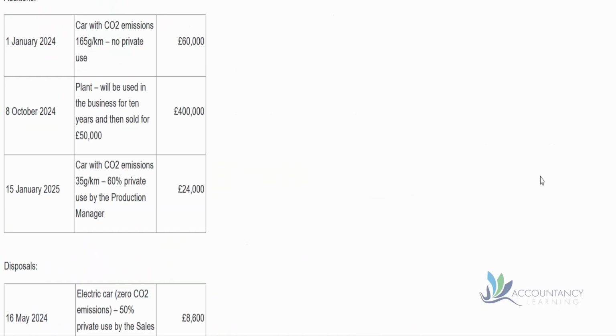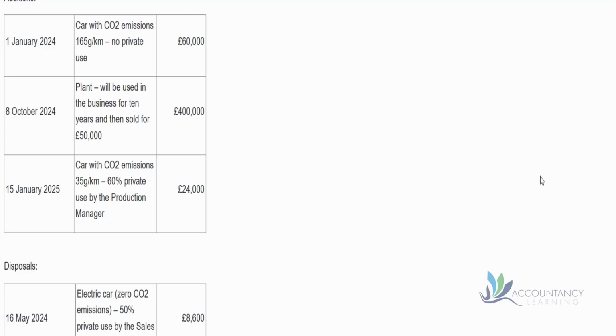So let's have a look at these assets and decide what we're going to do with them. On the 1st of January 24, we have a car with carbon dioxide emissions of 165 grams per kilometre. And there's no private use of that. Now this is a company, so we don't have to worry about private use. If this were a sole trader, and the owner of the business was using the car for private purposes, then there would be an impact on the amount of capital allowances we could claim. But this is a company, so we don't have to worry about that.